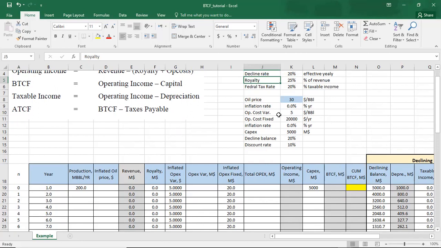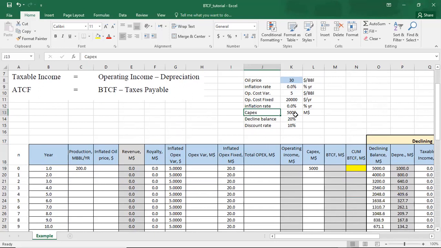of taxable income. And the oil price is about $30 per barrel, and the variable operating cost is $5 per barrel, and the fixed operating cost is equal to 20,000 per year. And we have a CAPEX of $5 million, a depreciation scheme of declining balance of 20%, and a discount rate of 10%. So let's start with the calculation.